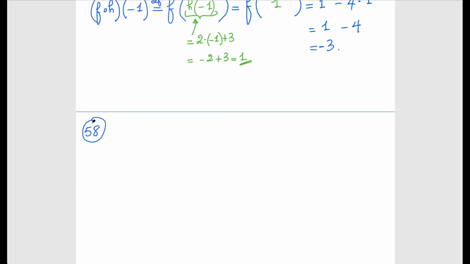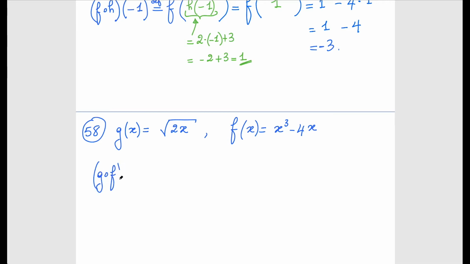We need to evaluate g composed with f. So let's give ourselves what g is. G of x is equal to square root of 2x, and f of x was given as x cubed minus 4x. Correct? Okay, so in 58, the question is to find g composed with f acting at -4.